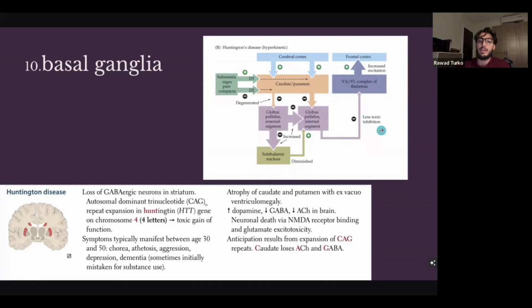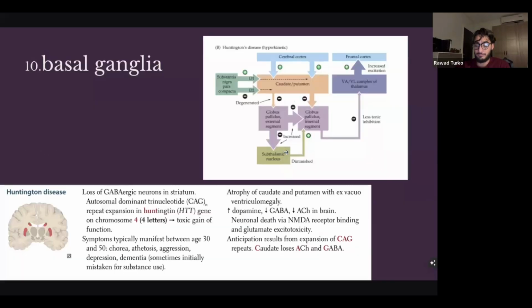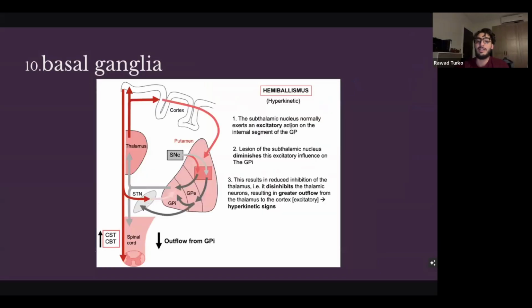Okay, perfect. Now for the subthalamic nucleus. If we go back here, the subthalamic nucleus is going to activate the globus pallidus internus, which is going to inhibit the thalamus. So if we have loss of the subthalamic nucleus, it's going to be the same thing. This is going to be less active, and then we're going to have disinhibition of the thalamus, and it's going to lead to the hemiballismus that I talked about before.